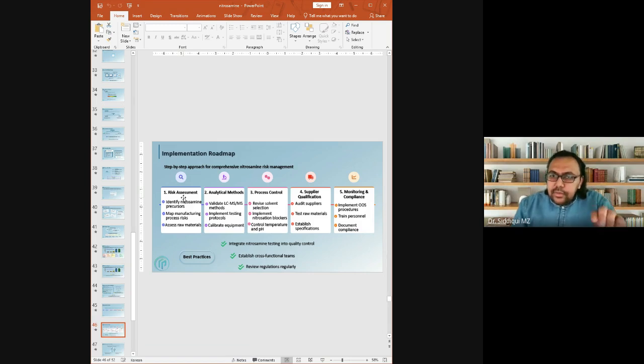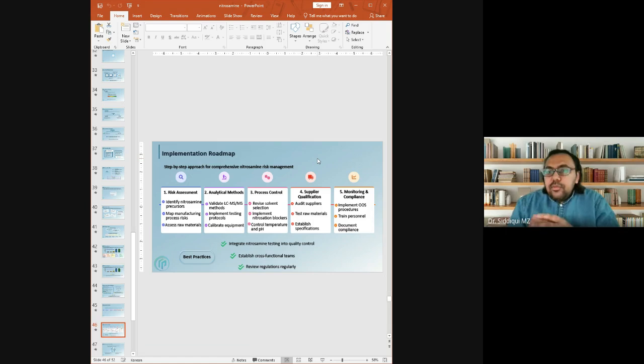In the first part, risk assessment, identify nitrosamine precursors. That is very important. The second is how we can map the manufacturing process to mitigate these risks, and the assessment of raw materials. Analytical methods: validation of whichever method, LC-MS is generally preferred, and the implementation of testing protocols. Process control: revision of solvent selection, as we discussed in the previous slide, and also implementation of nitrosation blockers, control temperature and pH, avoid acidic pH is necessary.